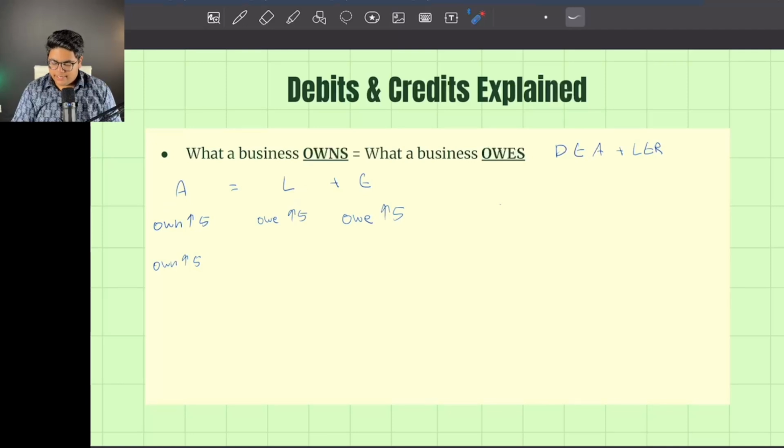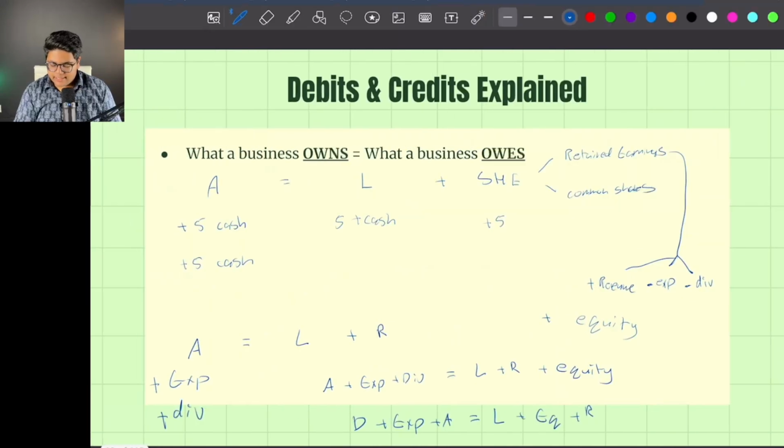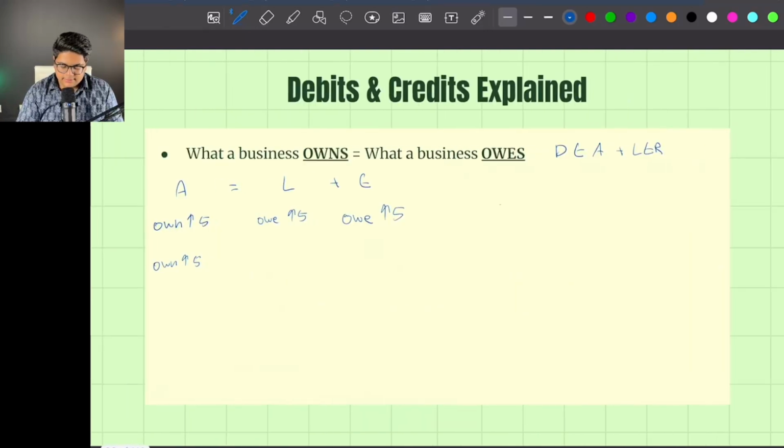Now we need to work out where we get our expenses and our equity and our revenue and our dividends from. If you go back to the previous slide that I made, your equity consists of your positive revenues minus your expenses minus your dividends plus your equity, right? So if we were to look at all of this, you can also break your equity down into revenues minus expenses minus dividends plus common shares equity.